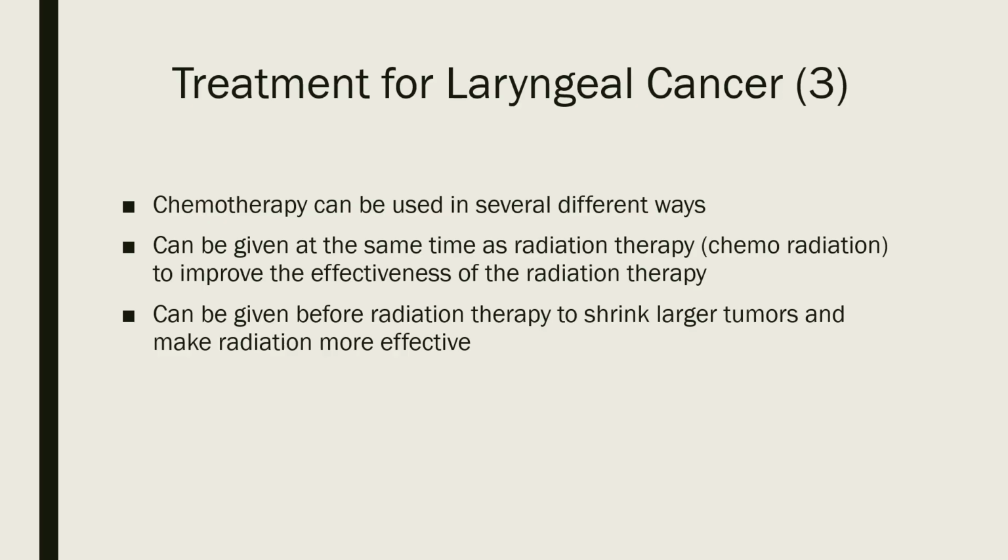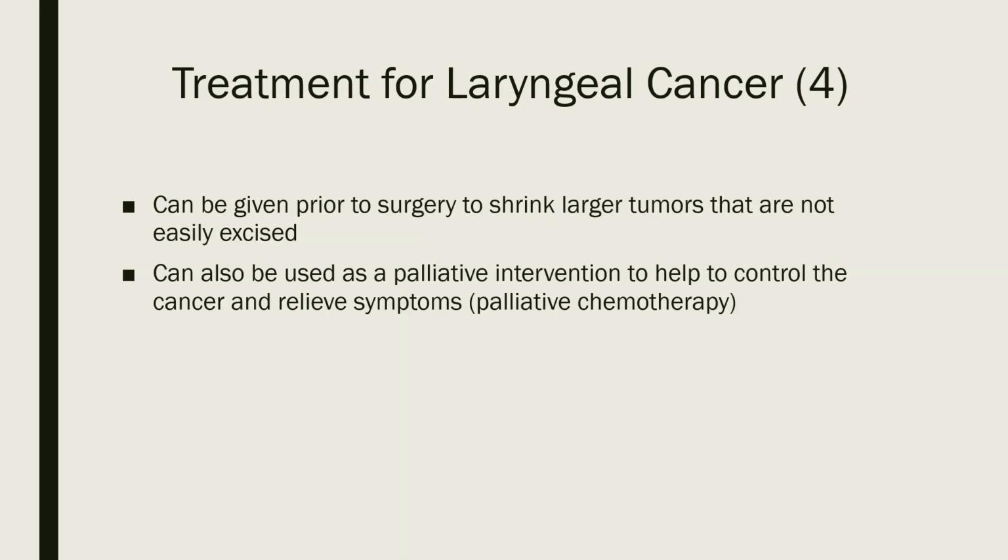Chemotherapy can be used in several different ways. It can be given at the same time as radiation therapy. We call this chemoradiation, and this can improve the effectiveness of the radiation therapy. It can be given before radiation therapy to shrink target tumors and make radiation more effective. It can be given prior to surgery to shrink a larger tumor that is not easily excised. It can also be used as a palliative intervention to help to control the cancer and relieve symptoms, and we call this palliative chemotherapy.